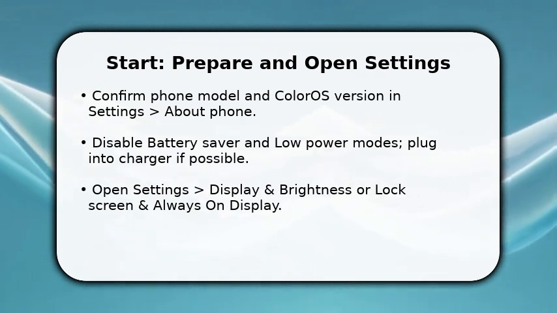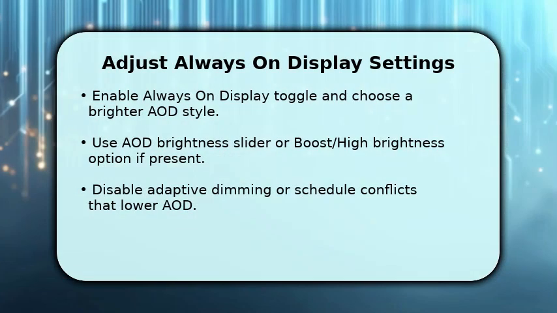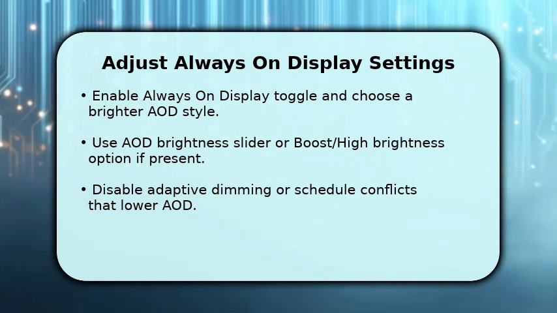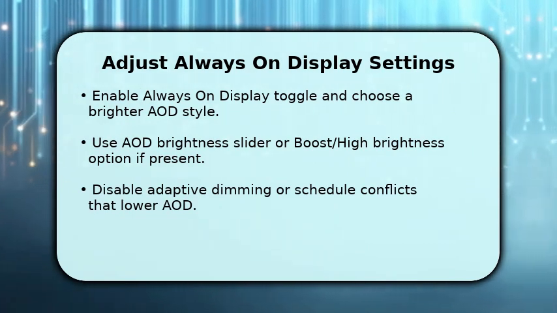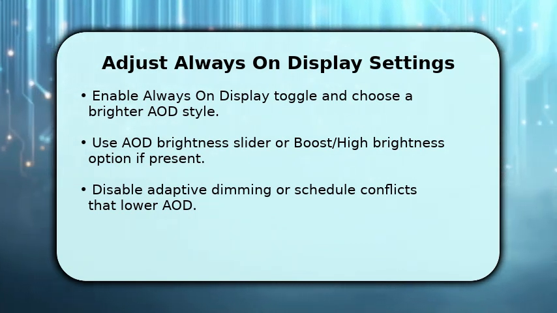You'll now change the AOD parameters. Enable always-on display and pick a style with higher ambient illumination. Then locate the AOD brightness slider or the boost/high brightness option and increase it. On some ColorOS builds this lives inside Lock Screen settings.